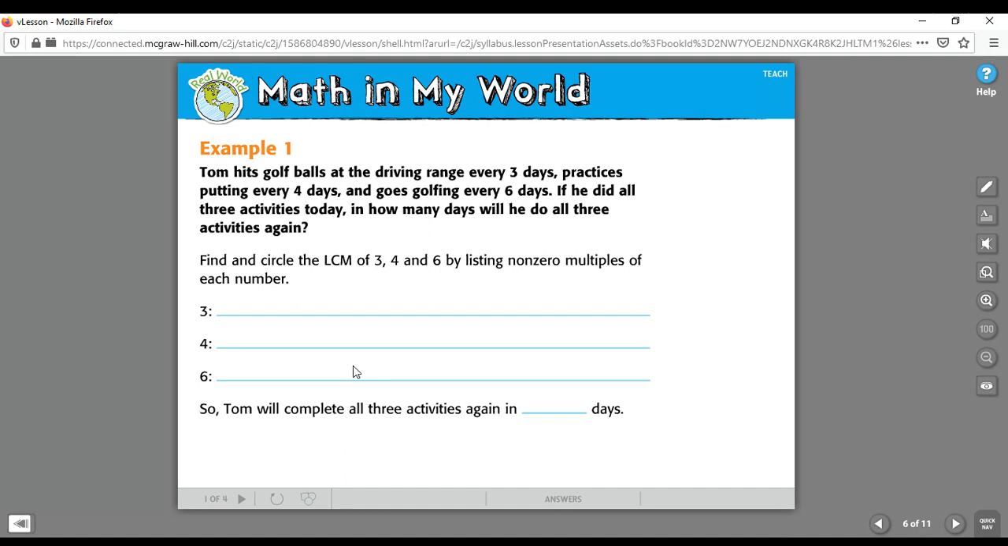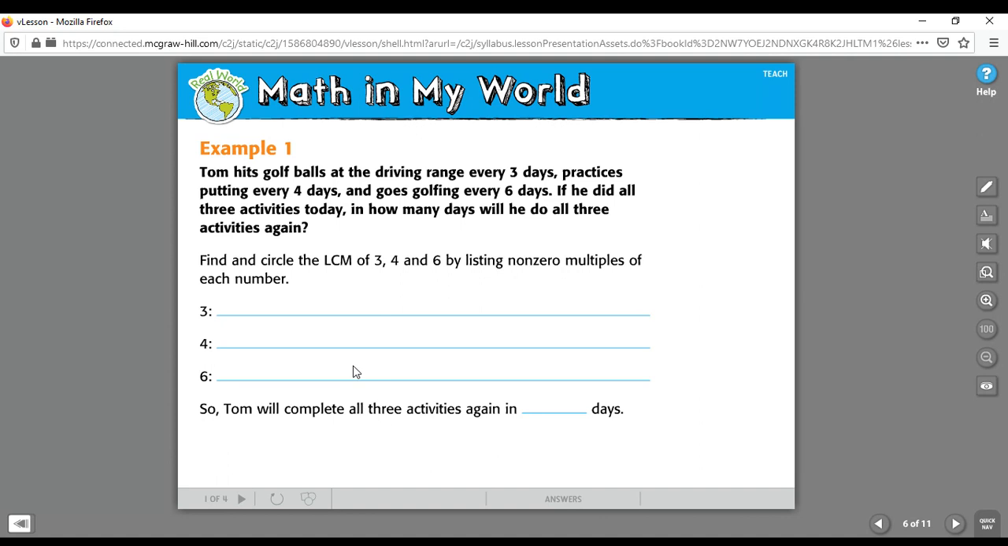It says a multiple of a number is the product of the number and any other whole number. For example, 0, 1, 2, 3, 4, etc. Multiples that are shared by two or more numbers are common multiples, and the least common multiple, the LCM, is the least multiple other than 0 common to sets of multiples.